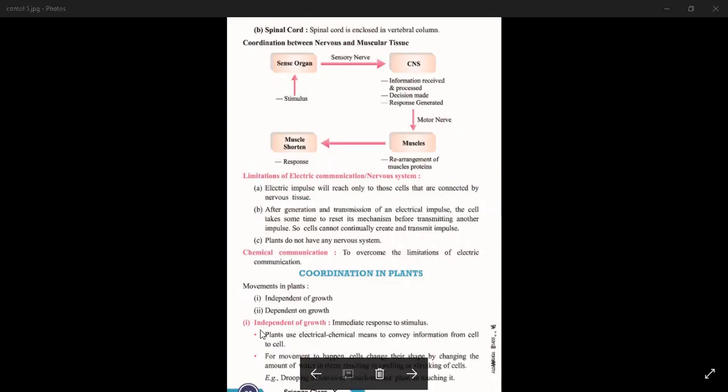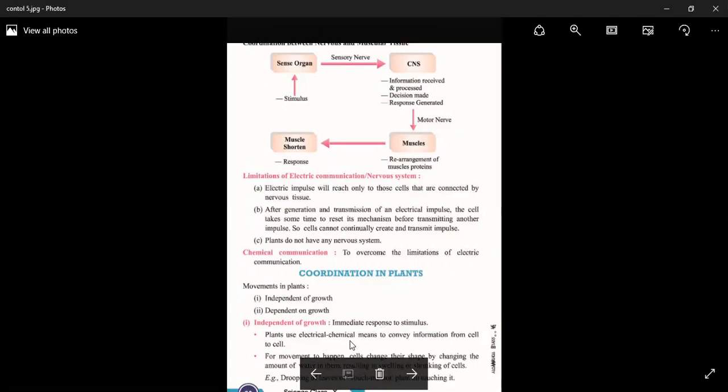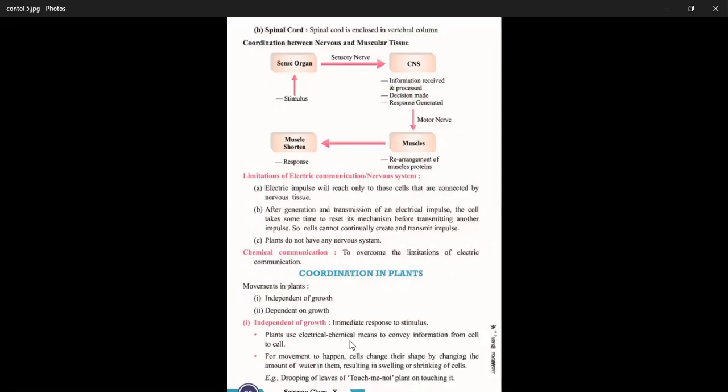Now, what is movement independent of growth? It is an immediate response to the stimulus. Plants use electrochemical means to convey information from cell to cell, and for the movement to happen, cells change their shape by changing the amount of water in them, resulting in swelling or shrinking. For example, drooping of leaves of the touch me not plant on touching it.